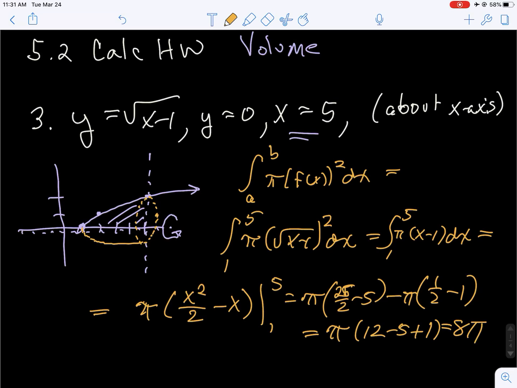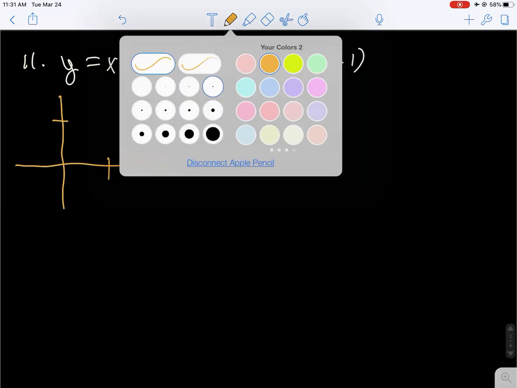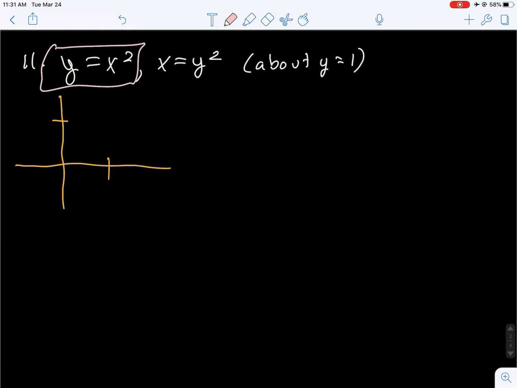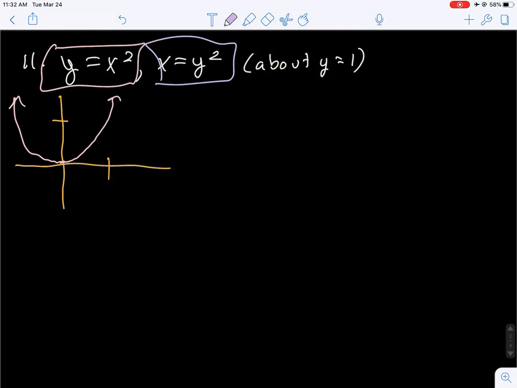So there's our first problem, number 3. Now let's do number 11. This one's a little more difficult, that's why I wanted to do it. We are rotating about the line y equals 1. Again, accuracy of your picture is very important, so let me draw this for you. Our first, y equals x squared, is just a parabola. Our x equals y squared is a parabola lying on its side. So if you solve for y, you get the square root of x. You can already see that this is the area we're discussing right here.